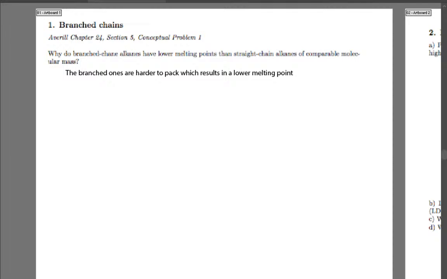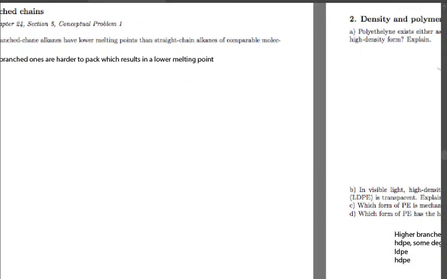Why do branched chain alkanes have lower melting points than straight chain alkanes of comparable molecular mass? The answer is the branched ones are harder to pack, which results in a lower melting point. This is true because the branched ones cannot pack as well, and they cannot crystallize as easily as the straight chain. So that's the first answer, and we are pretty accurate.